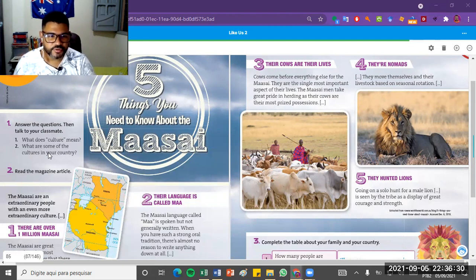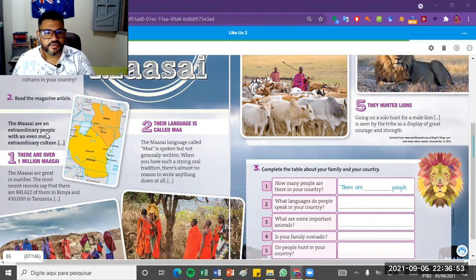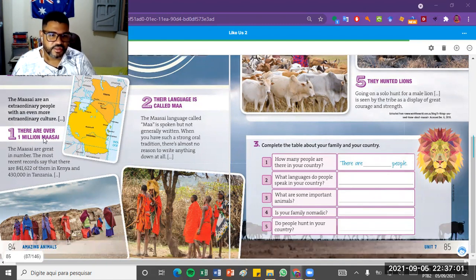2. What are some of the cultures in your country? So you can imagine, you can write down if you can, some of the cultural expressions here in Brazil, right? And second question, let's read, second activity, let's read the magazine article here, right? So let's then. The Maasai are extraordinary people with an even more extraordinary culture. 1. There are over 1 million Maasai. The Maasai are great in number.